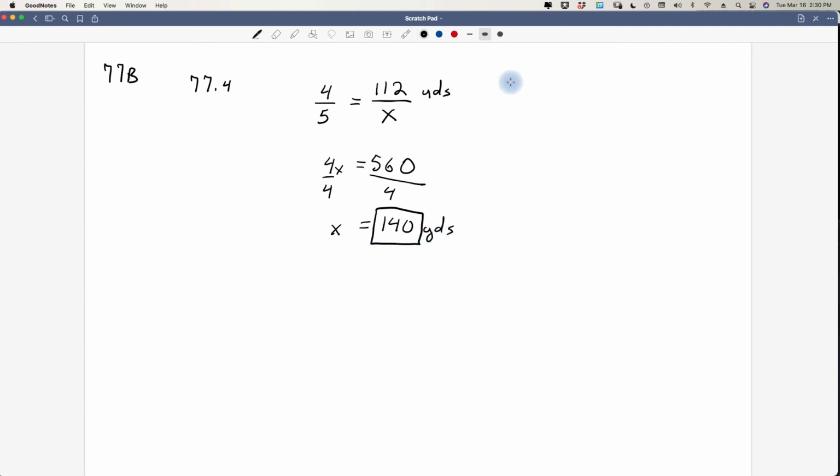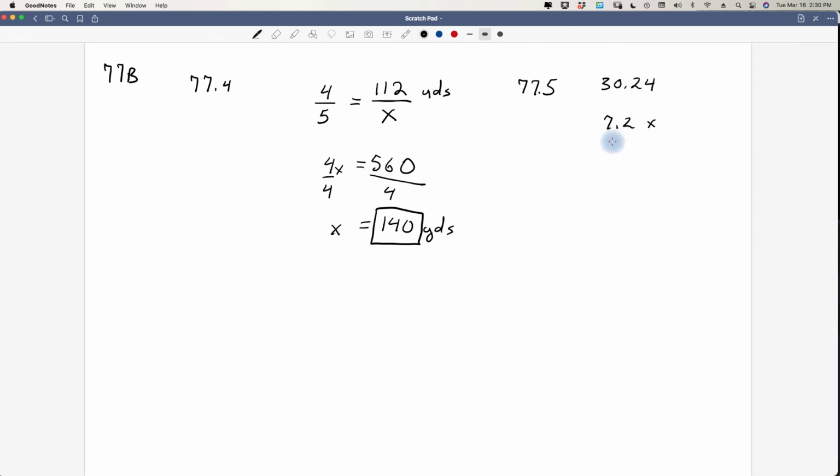Let's do 77.5. Maccabee guessed that the total was 30.24. Okay, let's write that down. That's an important number. He guessed that the total was 30.24. But this was 7.2 times the actual total. So what is the actual total?